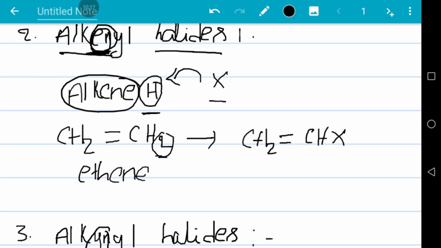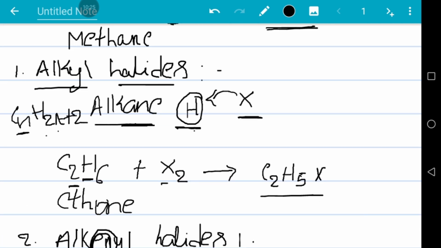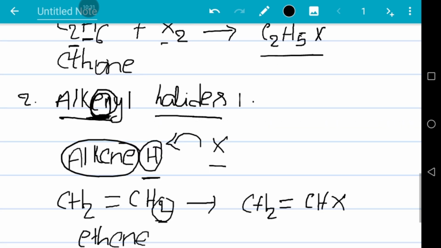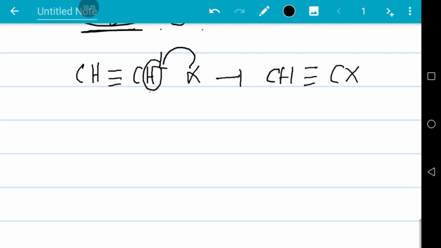Next, from the alkene, hydrogen is replaced by the halogen, alkenyl halides will form. Next, alkyl halides means from the alkane, hydrogen is replaced by the halogen, then it is known as alkyl halides. And the fourth one is the aryl halides.